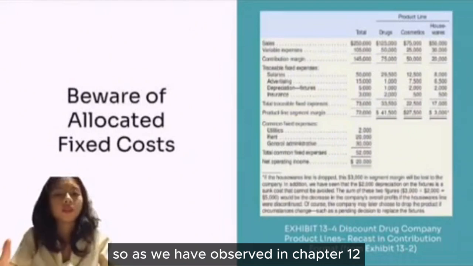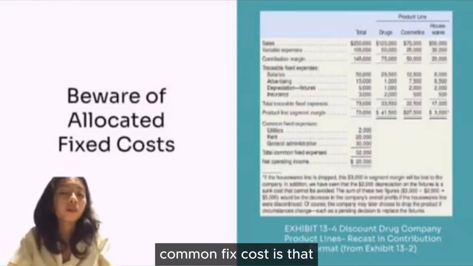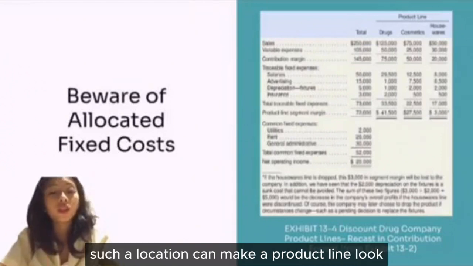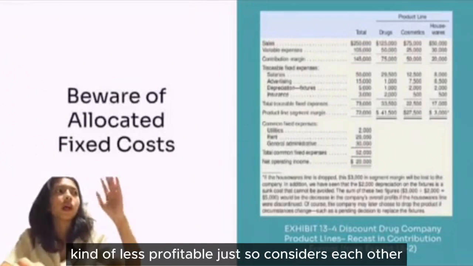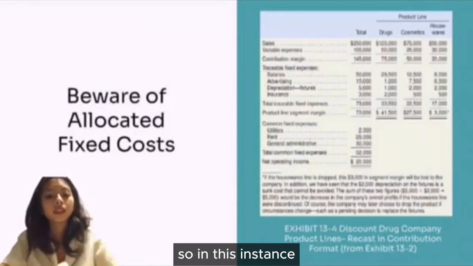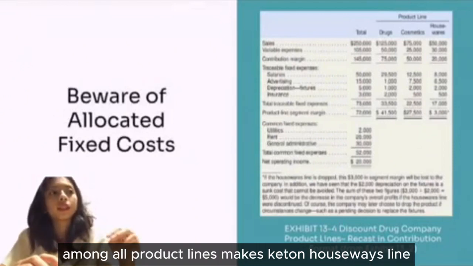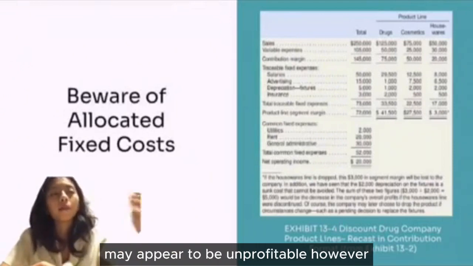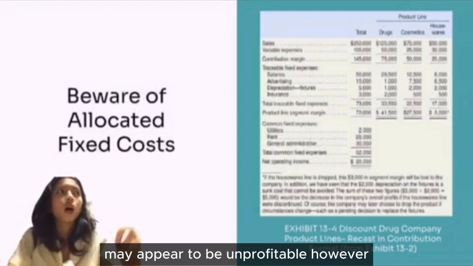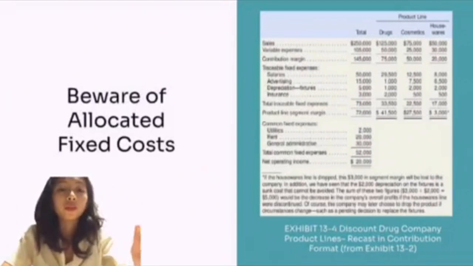So as we have observed in Chapter 12, one of the great dangers in allocating common fixed costs is that such allocation can make a product line look less profitable than it really is. So in this instance, allocating the common fixed costs among all product lines makes the housewares line appear to be unprofitable. However, as we have shown, dropping the product line will result in a decrease in the company's overall NOI.